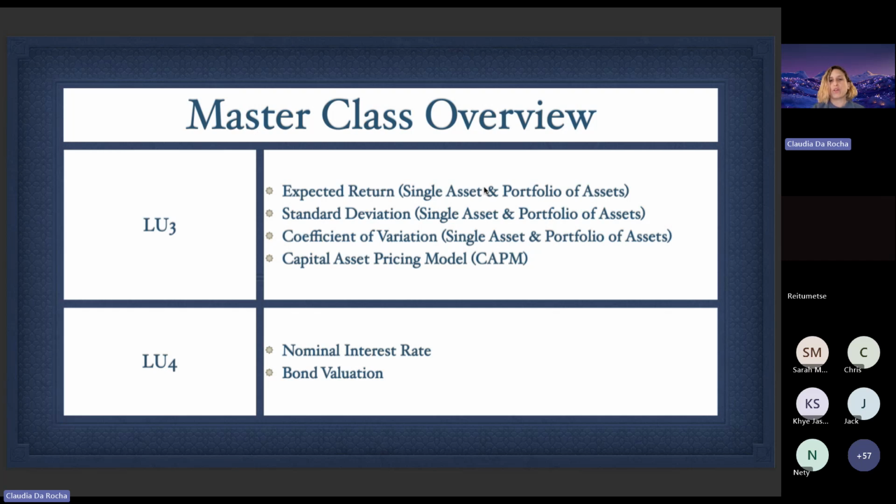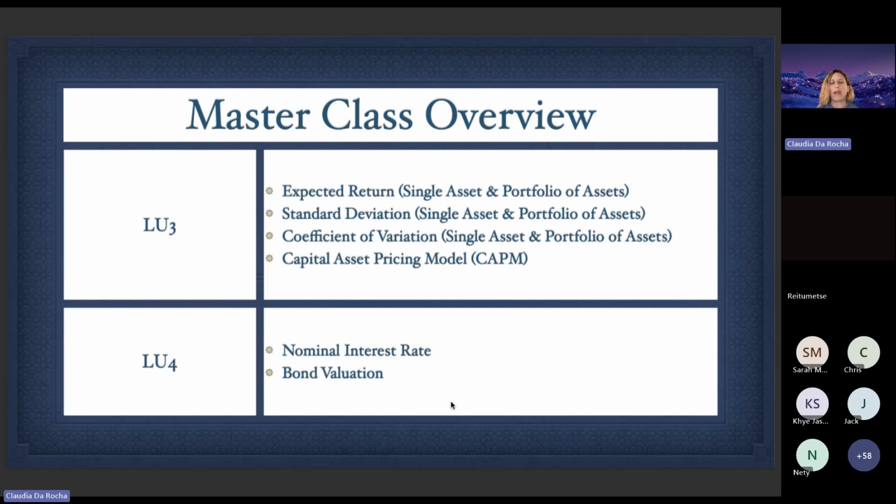We have coefficient of variation, which is also a measure of risk. So single asset and portfolio of assets for both. And then you need to know the capital asset pricing model, or your CAPM. Okay, so that's just for learning unit 3. And just to summarize, that whole learning unit is all about risk and return. Everything that's covered in that learning unit has to do with return and risk.